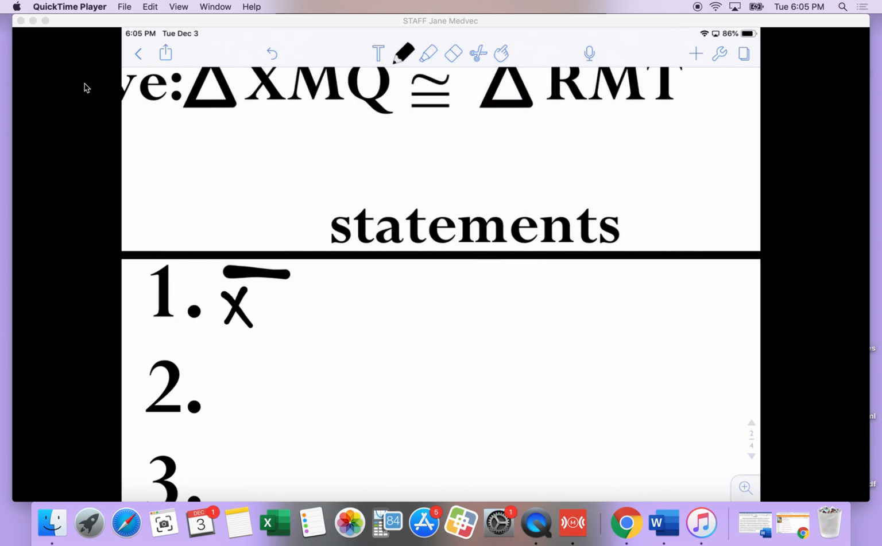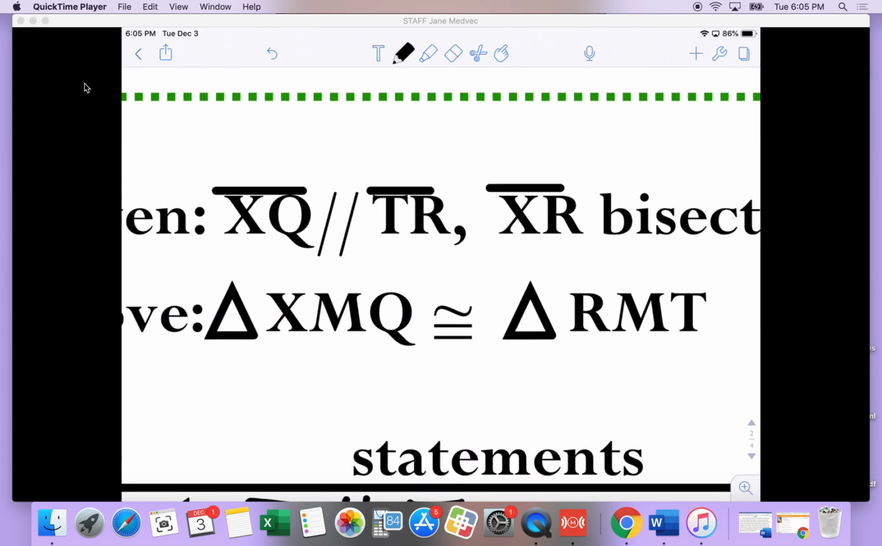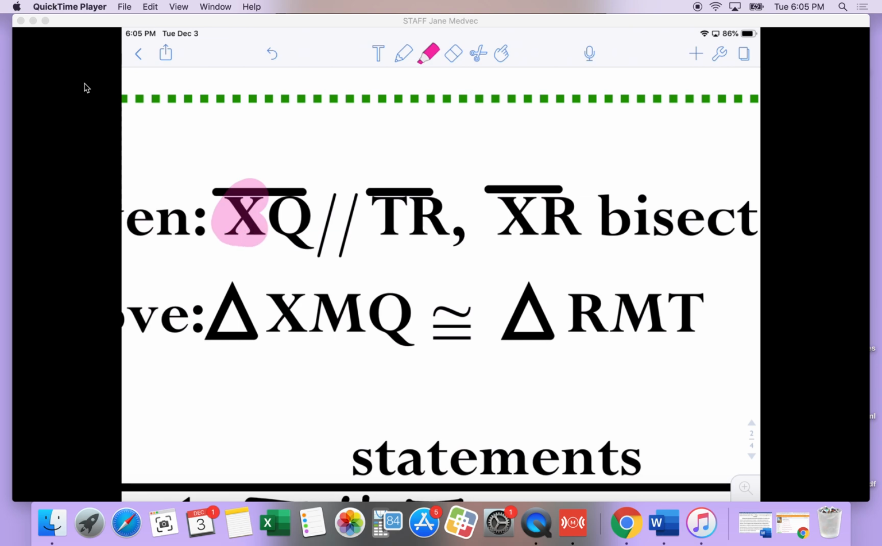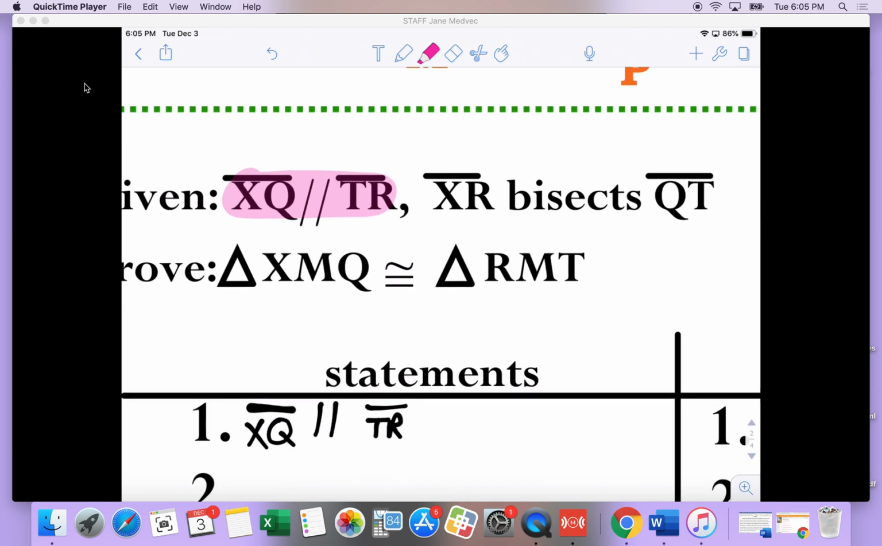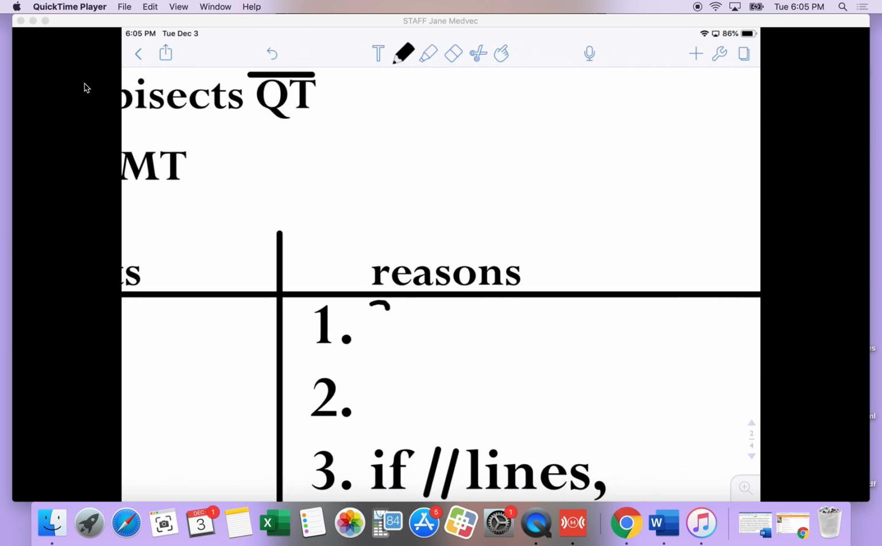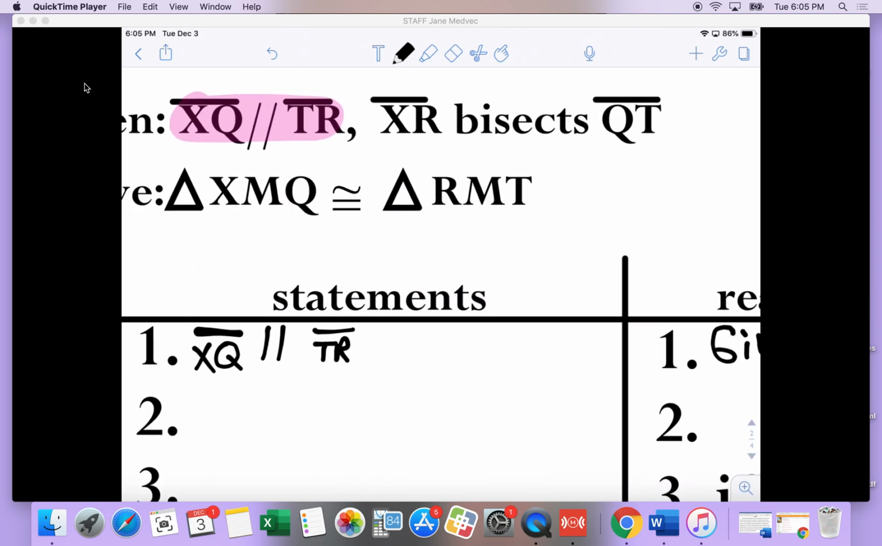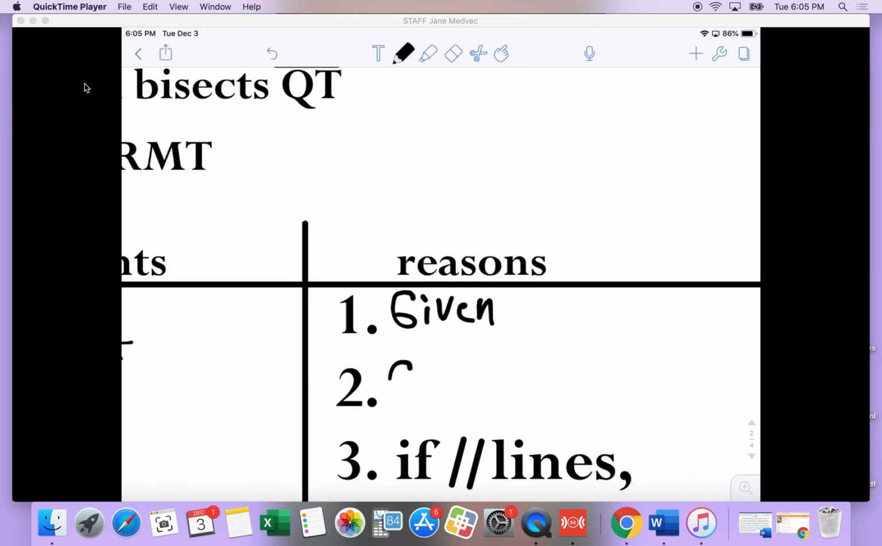XQ is congruent to, I'm sorry, not congruent, parallel to TR. Notice that's up here in my given. It's right here. I'm going to come over here and write given. It also tells me that XR bisects QT. It's given.